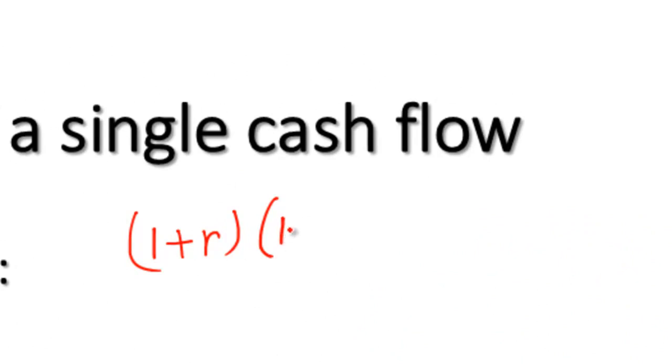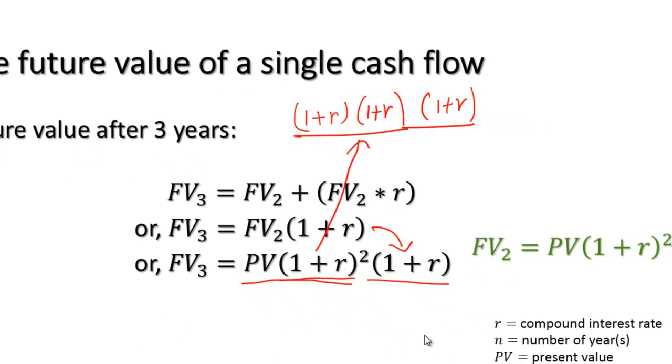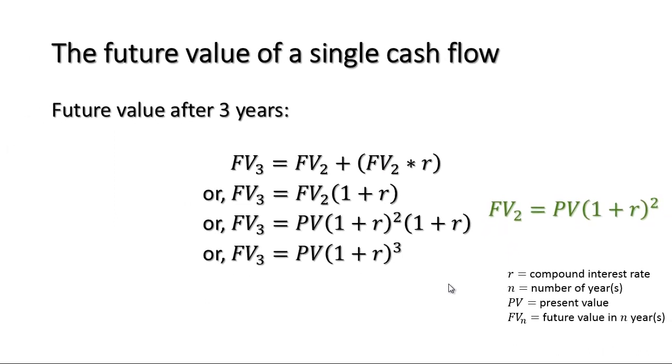That means we are multiplying three (1 + R)'s. (1 + R) times (1 + R) is for (1 + R) squared, and we have another (1 + R). So we have 3 here. Therefore the exponent will be 3. So FV3 is equal to PV times (1 + R) to the power 3. So you can see that we have successfully expressed the future value after 3 years in terms of the present amount of cash flow, the interest rate, and also the number of years, which is 3 in this case.